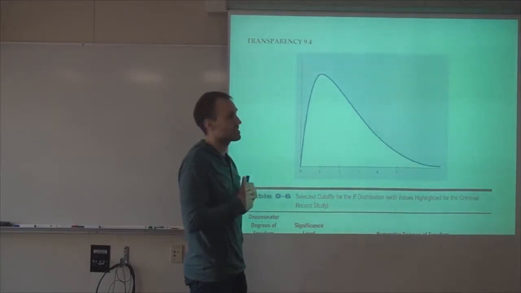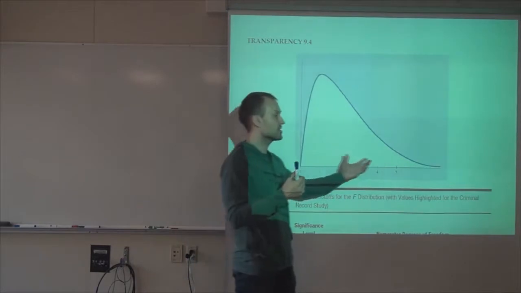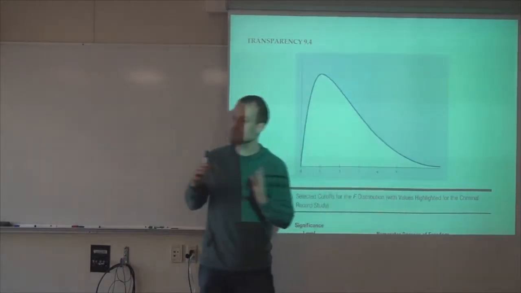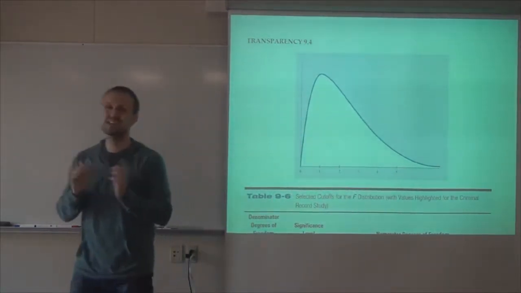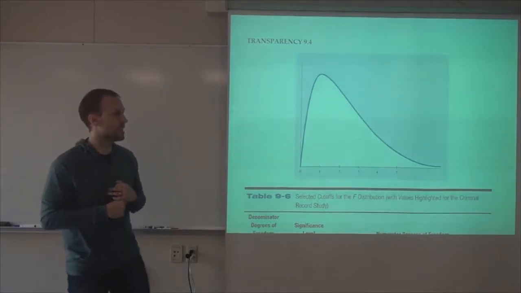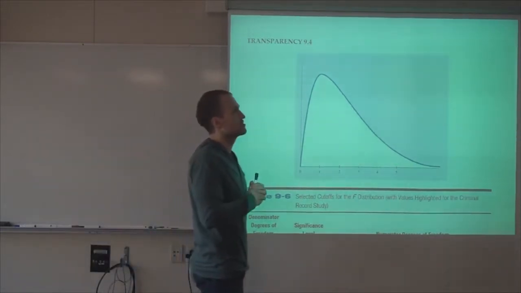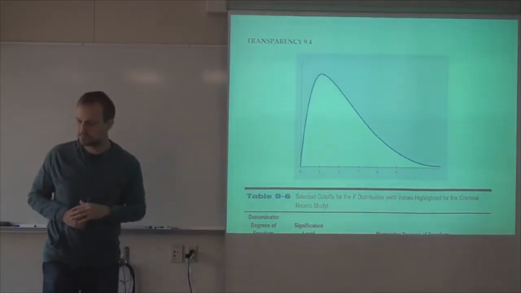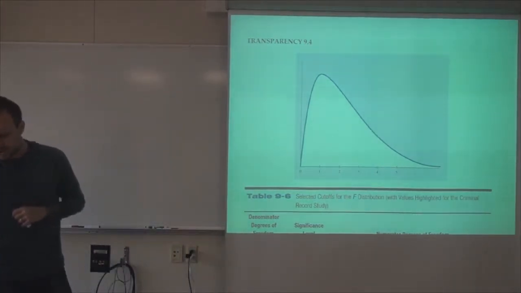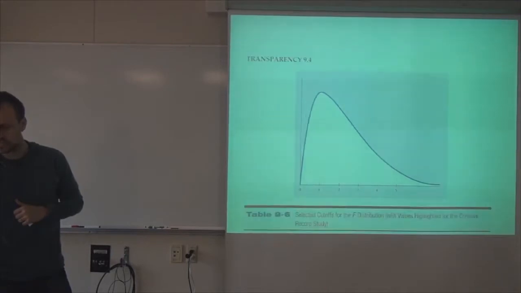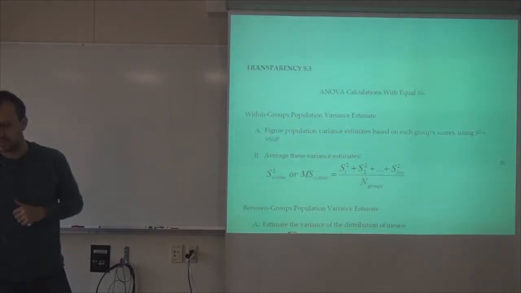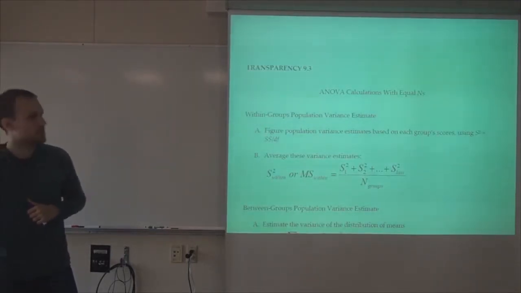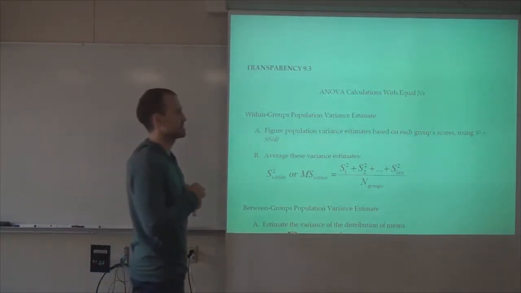I'm justified in concluding that chances are that this bigger F ratio is because there is actually a difference in the populations. And I have evidence to suggest that the research hypothesis may be true. So now the question, of course, is how do we calculate the two variance estimates?